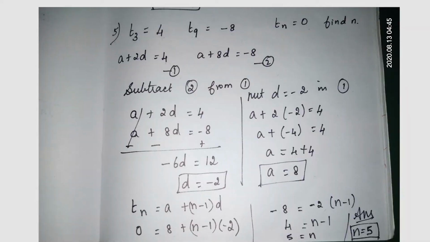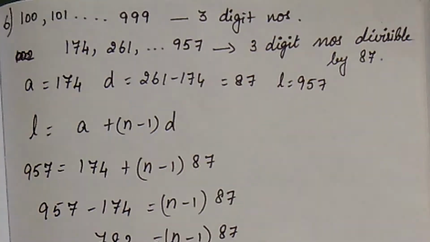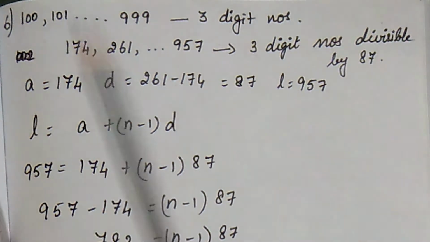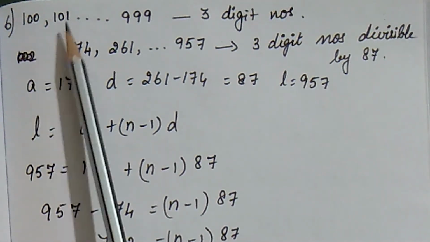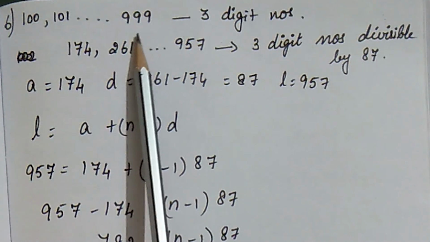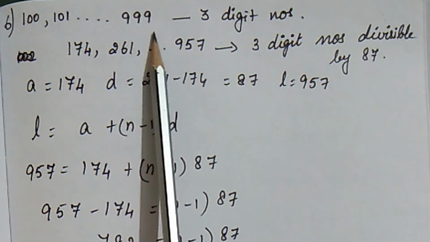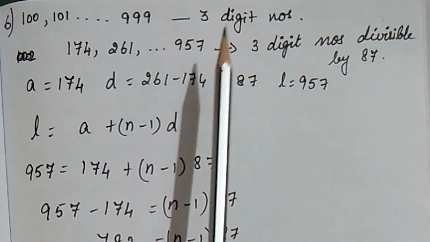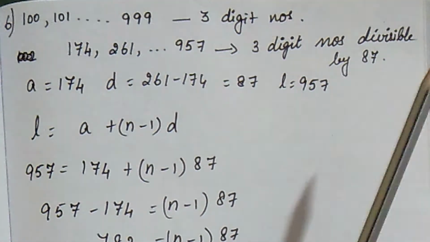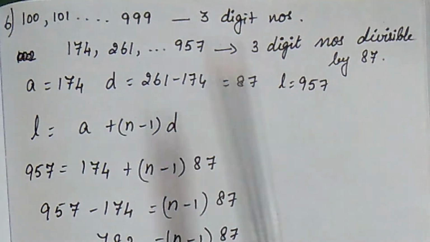Question number 6. How many 3-digit numbers are divisible by 87? So 3-digit number starts from 100, 101 like that. Where it ends? 999. So they have given the conditions. 3-digit number should be divisible by 87.